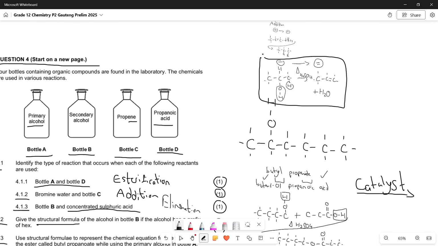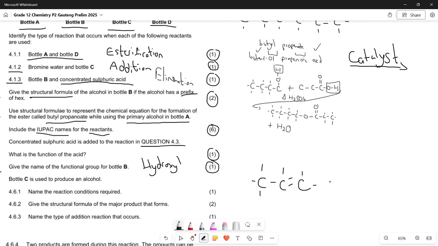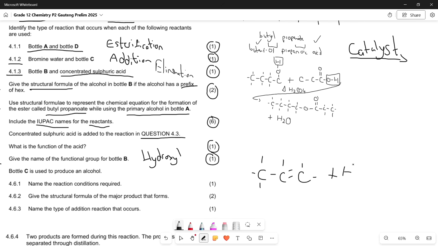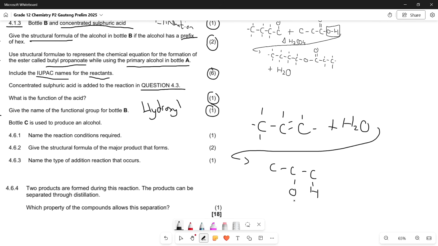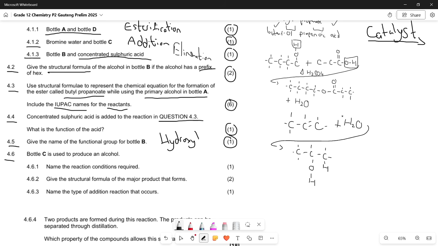So this is just working backwards from this, which means that if we have a double bond, it is some sort of addition reaction, and it is reacting with H2O over here. Then we'll break this double bond so that we can add our water. So we have C, C, C. The H is going to join here, and then the OH, the remaining portion of the water, is going to join over here. We'll reference this as we answer the questions, but it is saying 4.6.1, name the reaction conditions required.